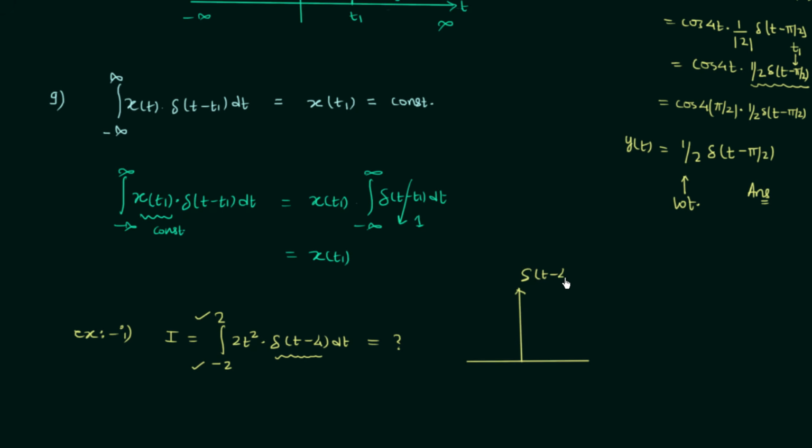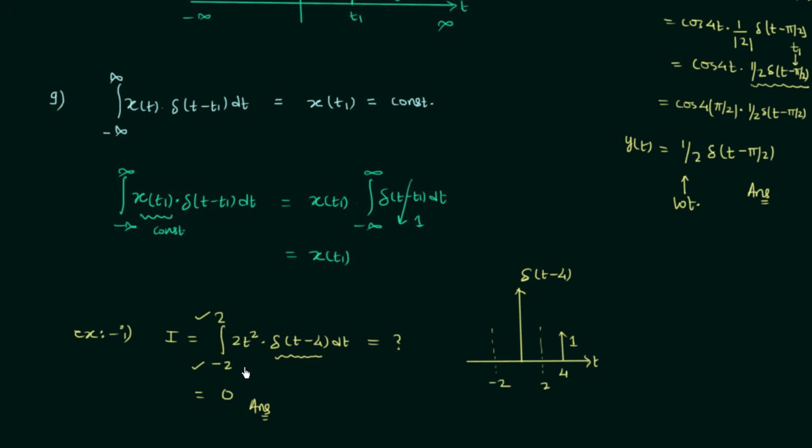So if you draw the impulse signal delta(t minus 4) here, you will have the waveform like this. This is 4, but the range of the limit is from minus 2 to 2. So you can see in the range the impulse of the signal is not included. So the result of the integration is going to be 0. The result of the integration is 0, and this is the answer. Now why is the result of integration 0? Because by using property number 8, you will have 2 times 4 square.